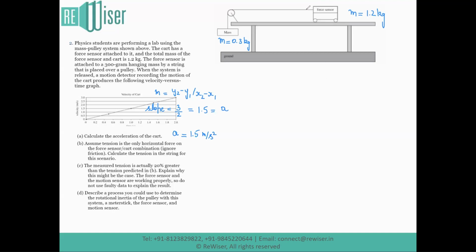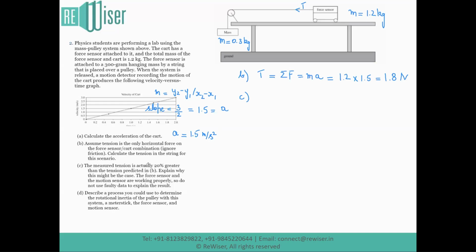Here we understand that the only driving force for this body is tension T. For part B, we have tension T, the driving force, as the equivalent resultant force F, which is nothing but mass times acceleration. We have the values for mass as 1.2 and acceleration as 1.5, giving us the value of tension to be 1.8 Newton.